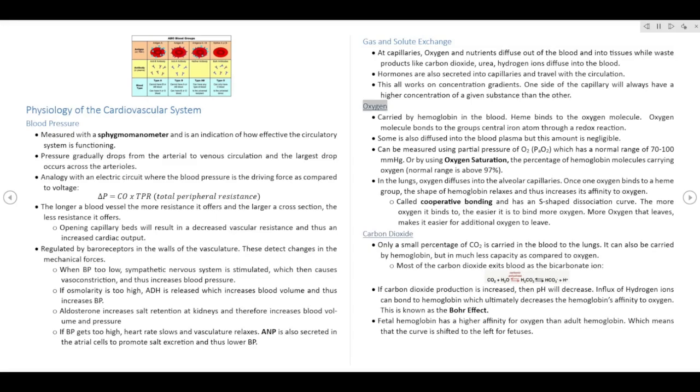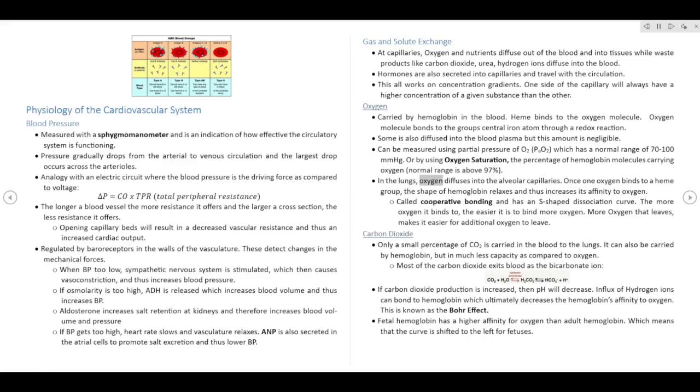Oxygen. Carried by hemoglobin in the blood. Heme binds to the oxygen molecule. The oxygen molecule bonds to the group's central iron atom through a redox reaction. Some is also diffused into the blood plasma, but this amount is negligible. Can be measured using partial pressure of O2, PaO2, which has a normal range of 70 to 100 millimeters of mercury. Or by using oxygen saturation, the percentage of hemoglobin molecules carrying oxygen, normal range is above 97%.